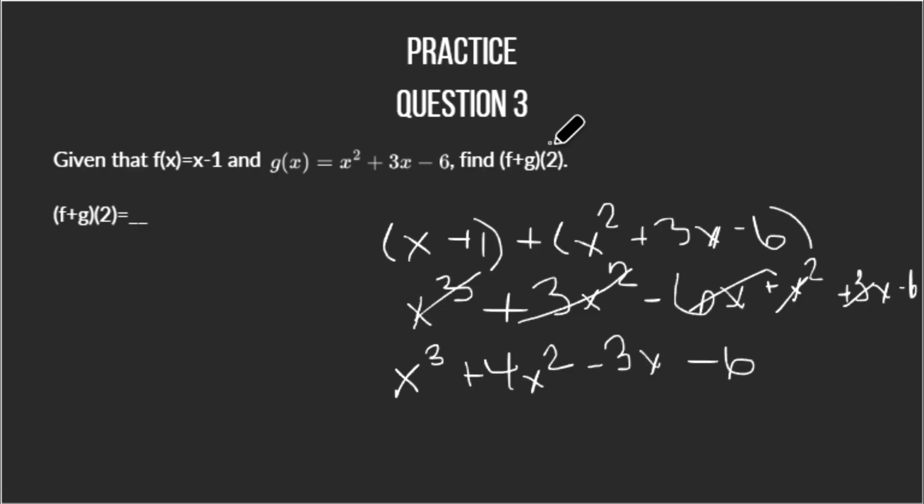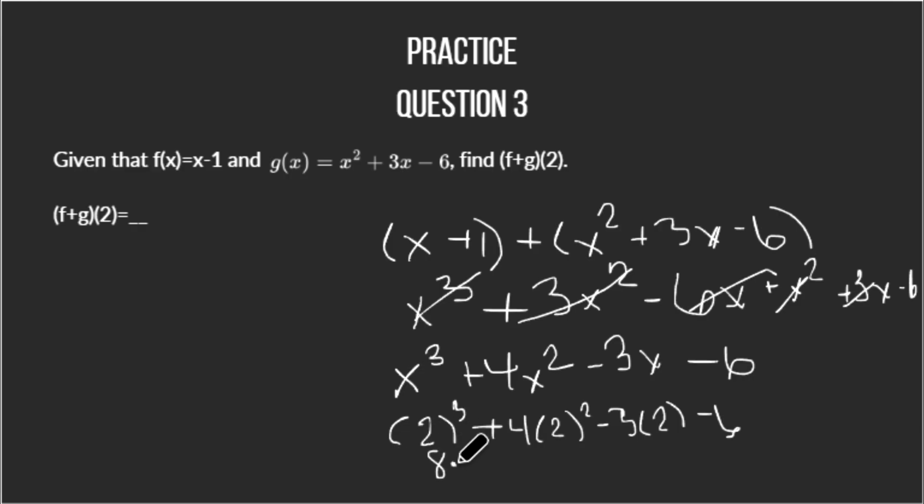Now we need to solve it for f plus g of 2. So we're going to go 2 cubed plus 4 times 2 squared minus 3 times 2 minus 6. Hey, I'm writing a lot smaller now, although not neater. 2 cubed is 8, plus 2 squared is 4, times 4 is 16. Negative 3 times 2 is negative 6, and another negative 6.